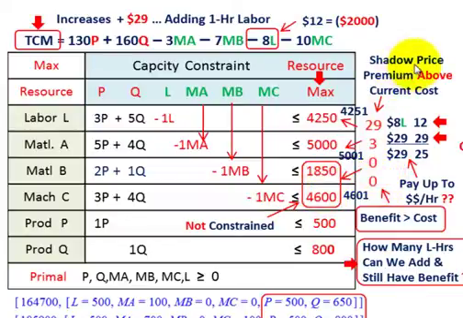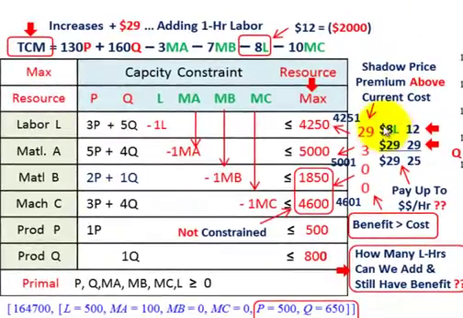Okay, so what we really mean by this shadow price is the premium above the current cost. So for our example, we're paying $8 an hour for labor, and when we added that extra hour of labor, I came up with an increase in our total contribution margin of $29.